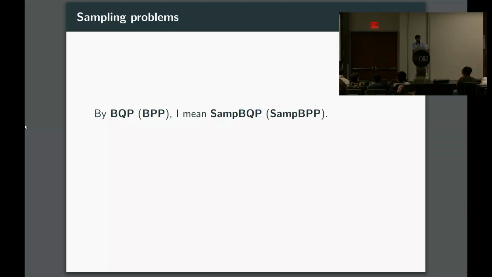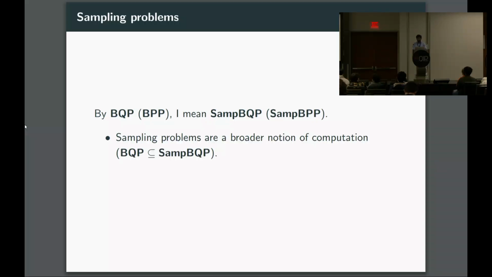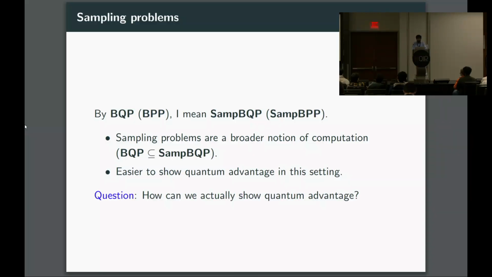When I say BPP and BQP, what I'm really referring to are sampling tasks. This is a broader notion of computation than decision problems, but the reason why we like looking at it is because it's actually easier to show quantum advantage in this setting. And there's a lot written in our paper about this if you're interested in it. So now, actually, how do we show quantum advantage?